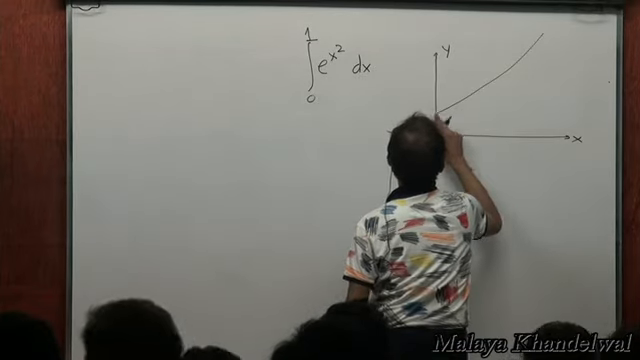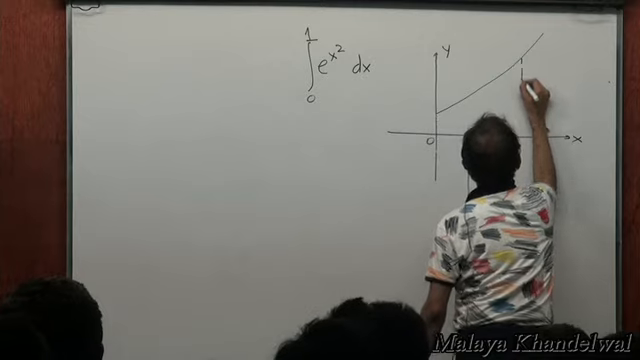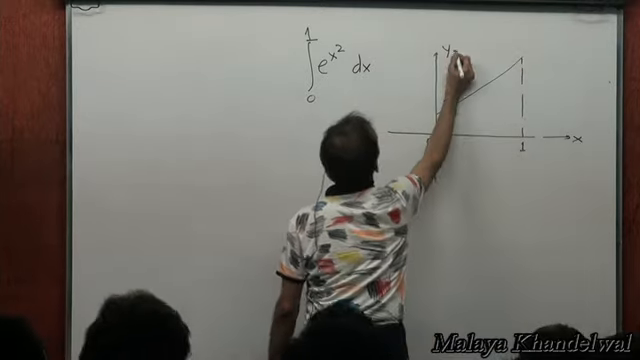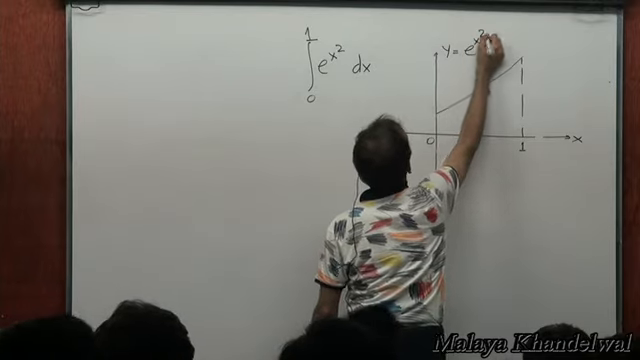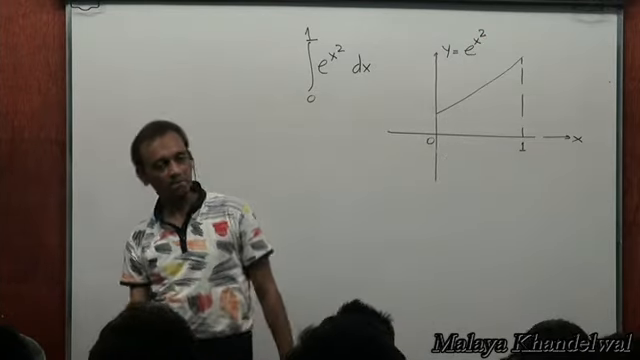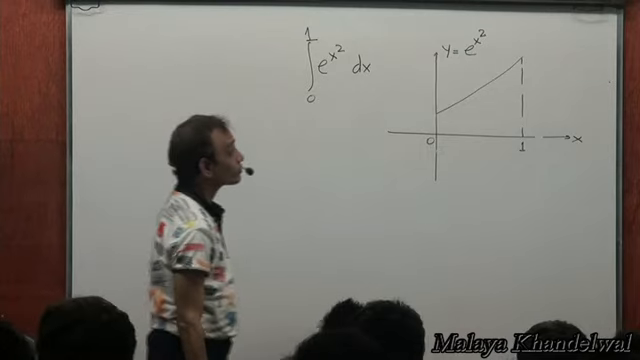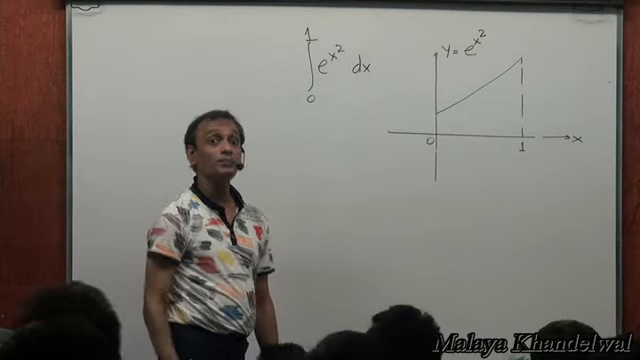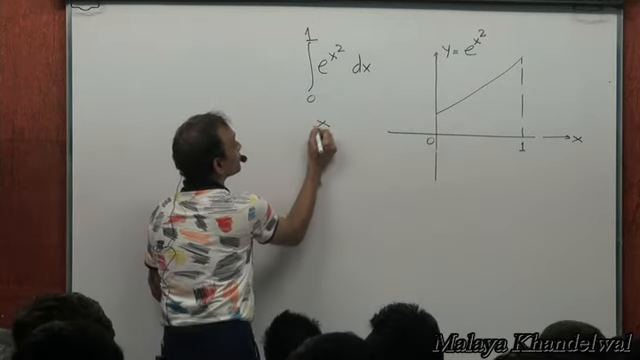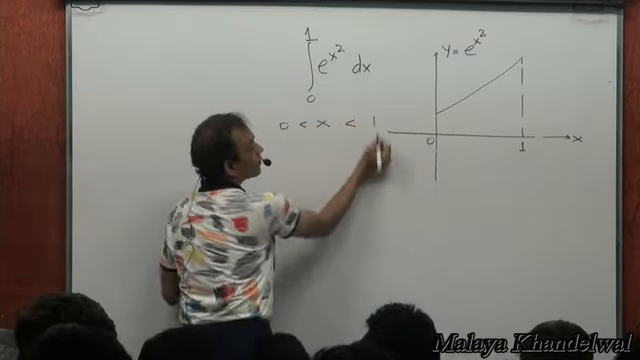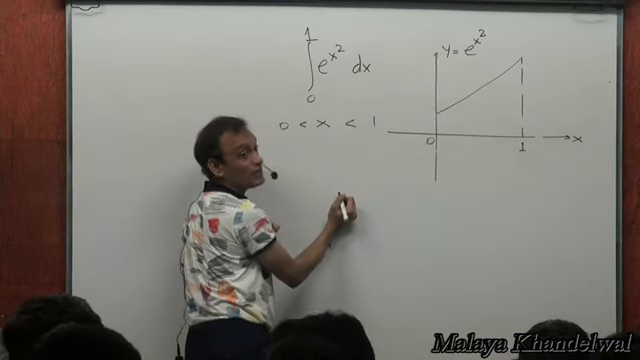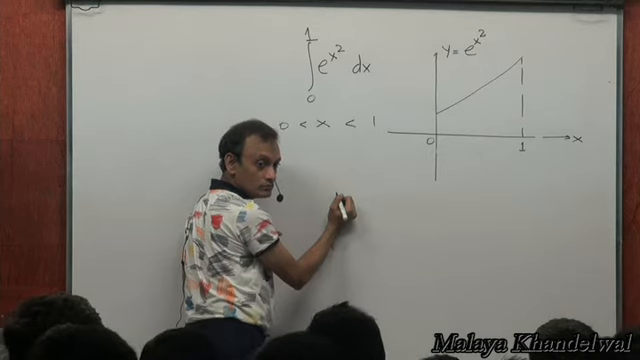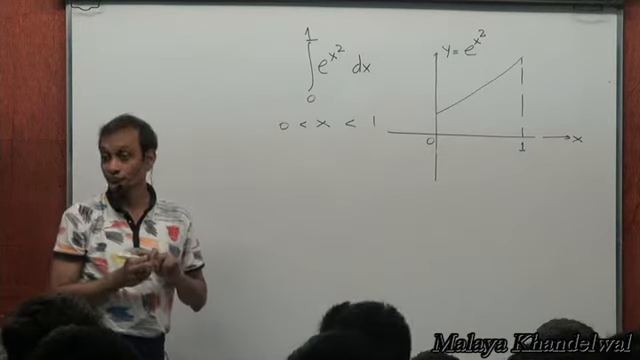From 0 to 1, this is the graph of y equals e power x squared. Now, the graph of y equals e power x, in the interval 0 to 1, which is bigger? E power x squared is bigger or e power x is bigger? E power x is bigger.